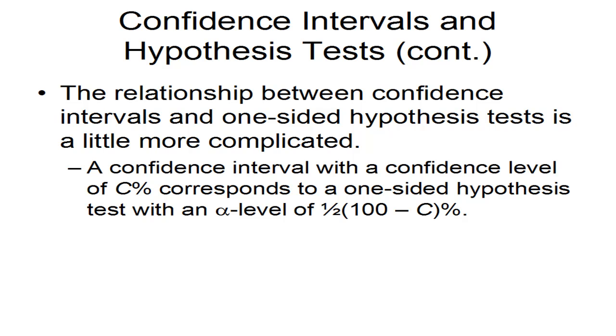The relationship between confidence intervals and one-sided hypothesis tests is a little more complicated. A confidence interval with a confidence level of C% corresponds to a one-sided hypothesis test with an alpha level of 1/2 of 100 minus C%.